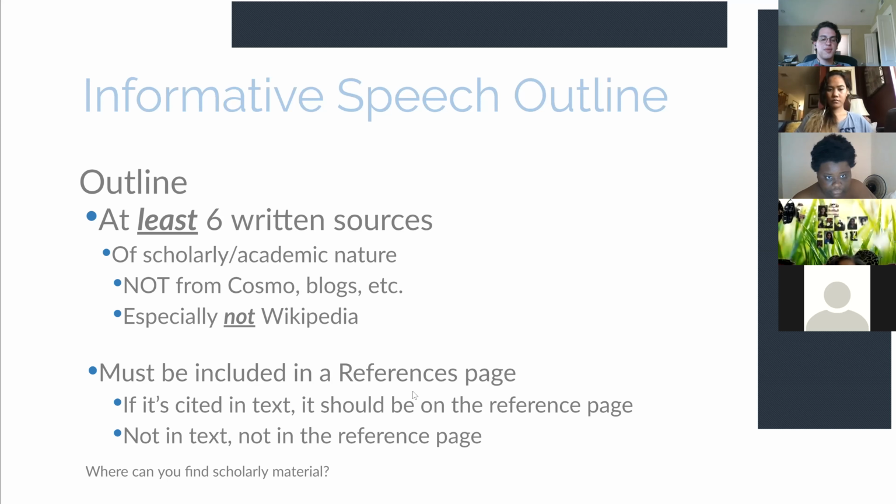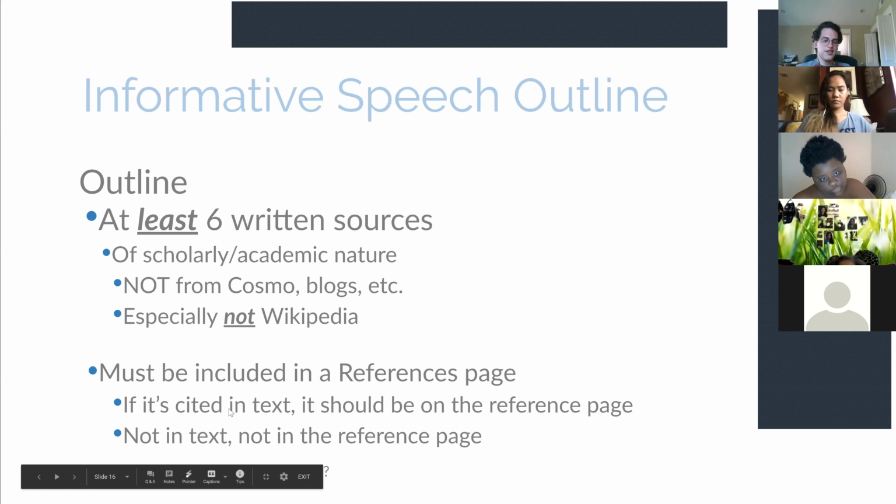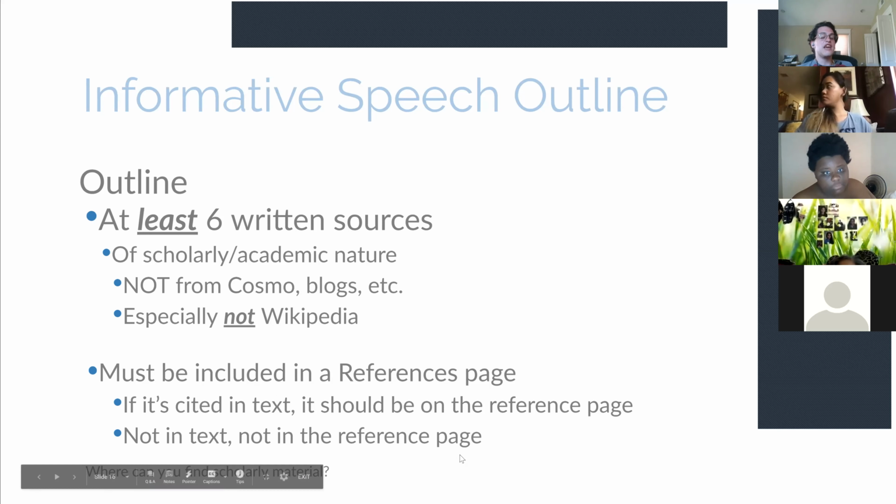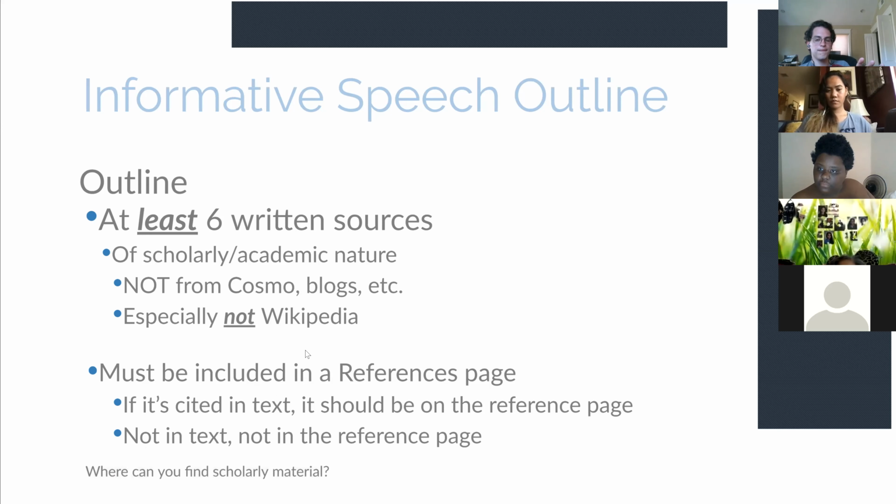Just to remind you, if you cite the information in text, you say, according to Johnson, and so on, it needs to have a reference on a separate page. If you list it as a reference, it needs to be cited at least once in your text. Does that make sense to everybody? Okay.